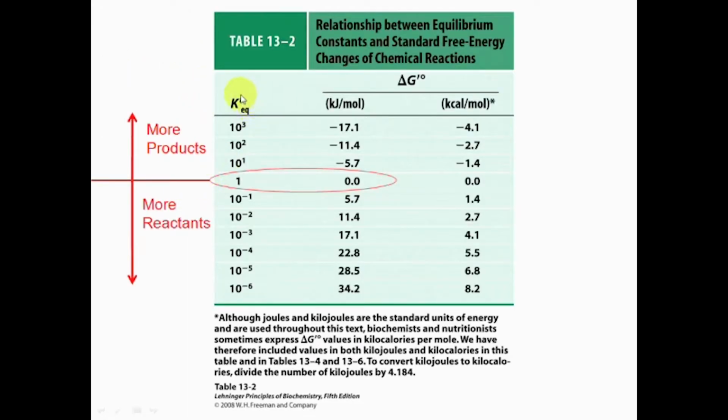Here's a table that's showing equilibrium constants and their relationship to delta G. And so we see that as we have a higher number in the equilibrium constant, we have more product. As we have a lower number in the equilibrium constant, we have more reactants. So the higher the number, the more products.